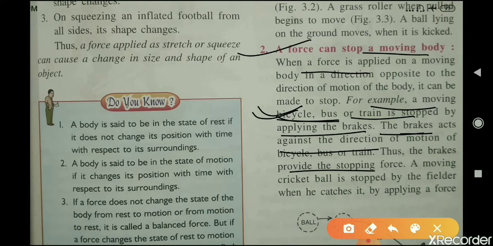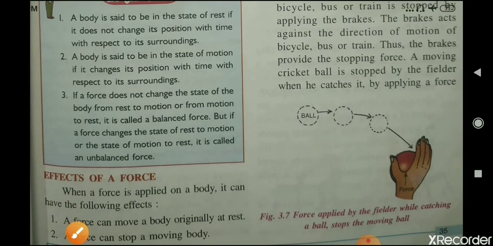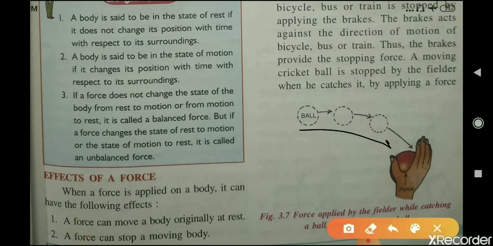A moving cricket ball is stopped by the fielder when he catches it by applying a force in the direction opposite to the direction of motion of the ball. Suppose this ball is coming to the fielder, what will he do? He will raise his hand and apply the force in the direction opposite to the direction of motion of the ball, and because of that force he is able to stop the ball and catch it. Understood?